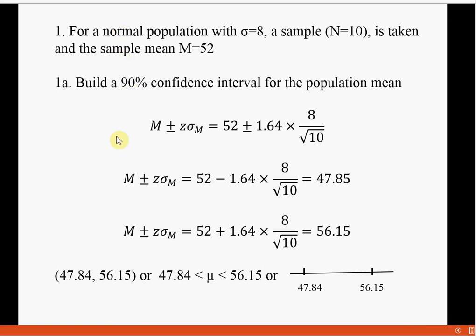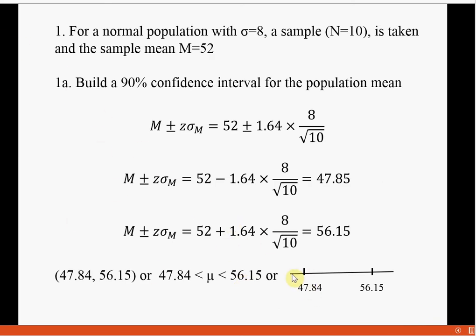There are three different ways to express a confidence interval. The first way is to place the lower bound and the upper bound in parentheses. The lower bound, the smaller value, goes to the left. The upper bound, the larger value, goes to the right, separated by a comma. The second way is to use this notation: mu, the population mean, is larger than the lower bound and smaller than the upper bound. Again, the smaller value is on the left, the larger value, the upper bound, is on the right.